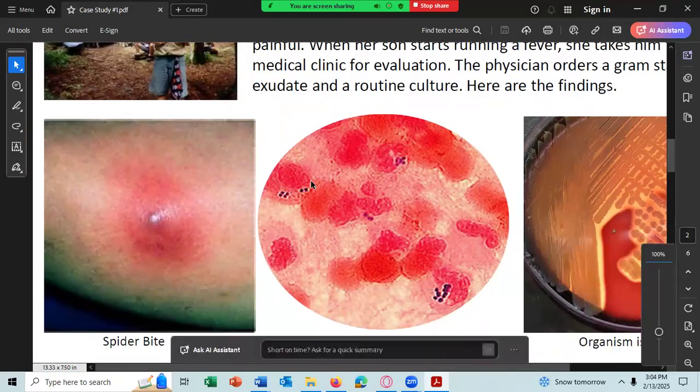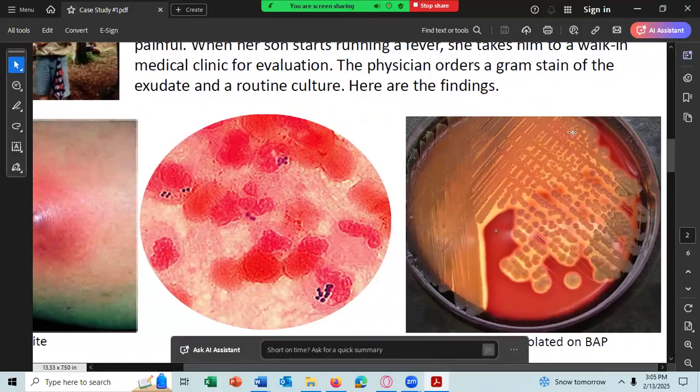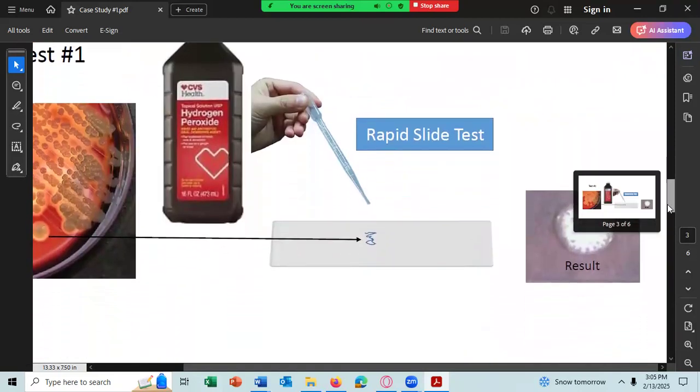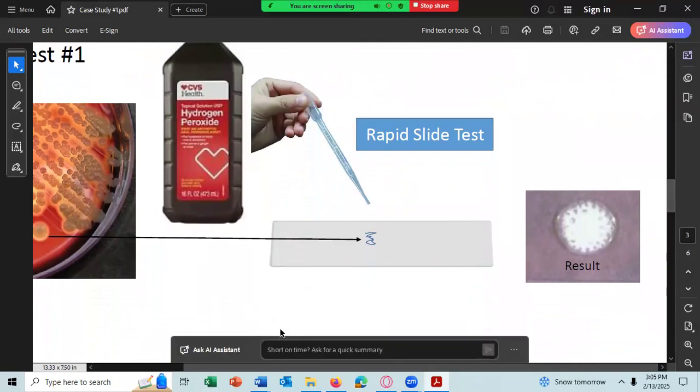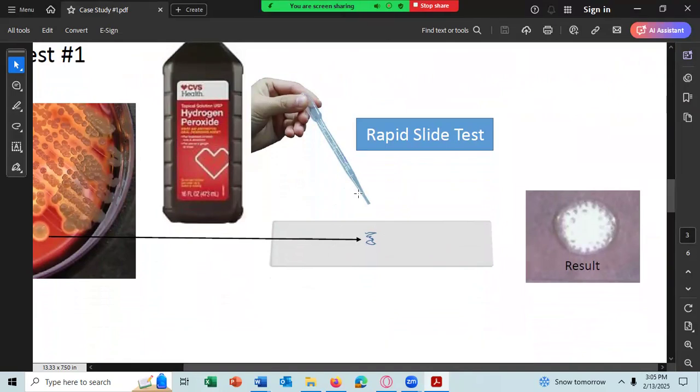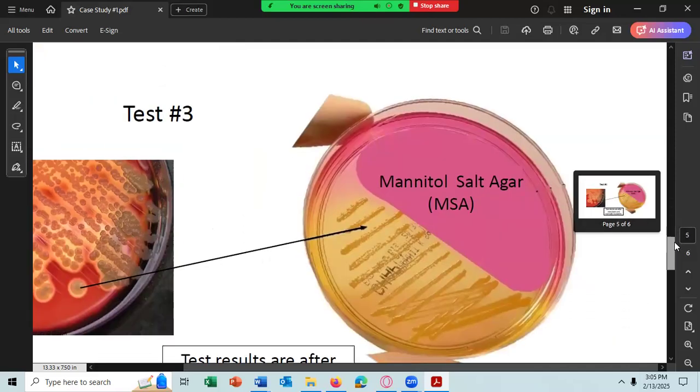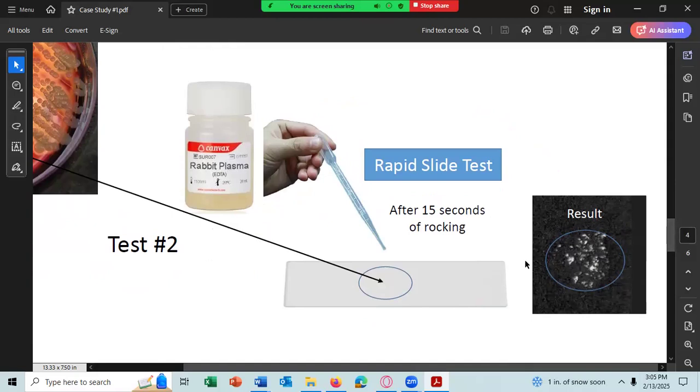And then the bacteria were grown on blood agar, shown over here. And you can see the hemolysis pattern here. And then they did the catalase test by using hydrogen peroxide, putting in the bacteria, and there's the result of the catalase test. And then they did the coagulase test by putting rabbit plasma in with the cells, and there's the result of the coagulase test.